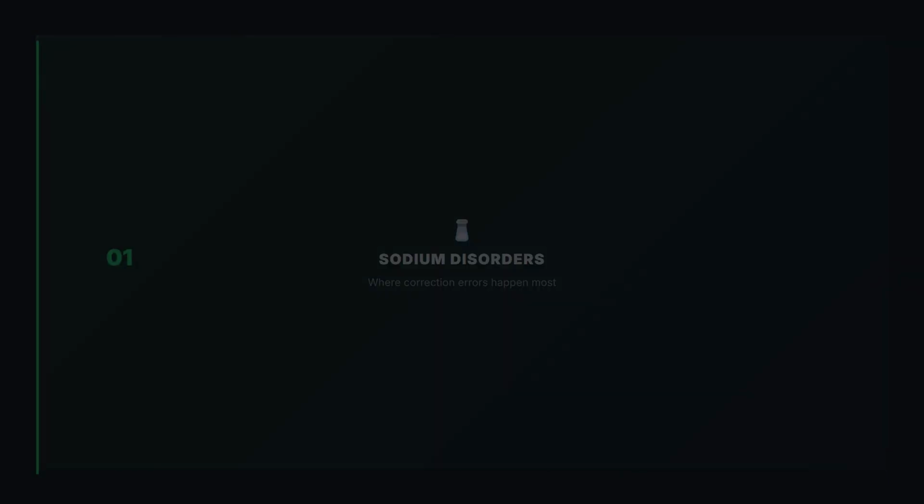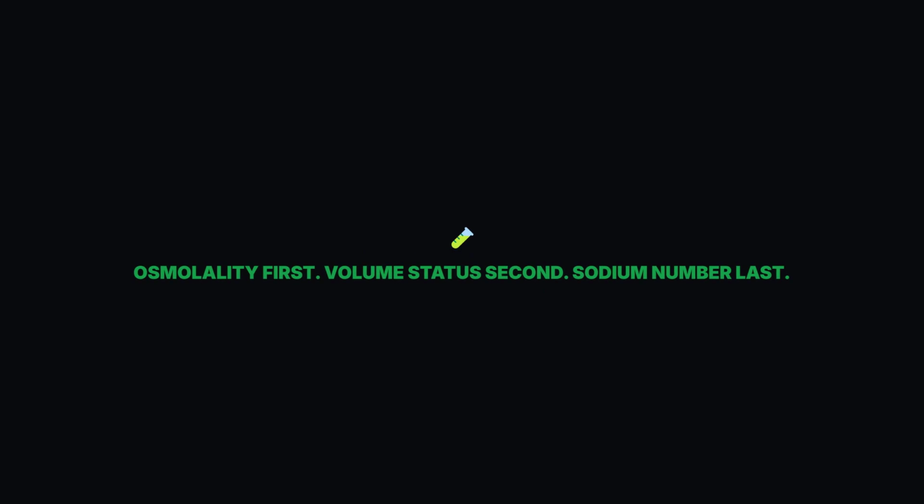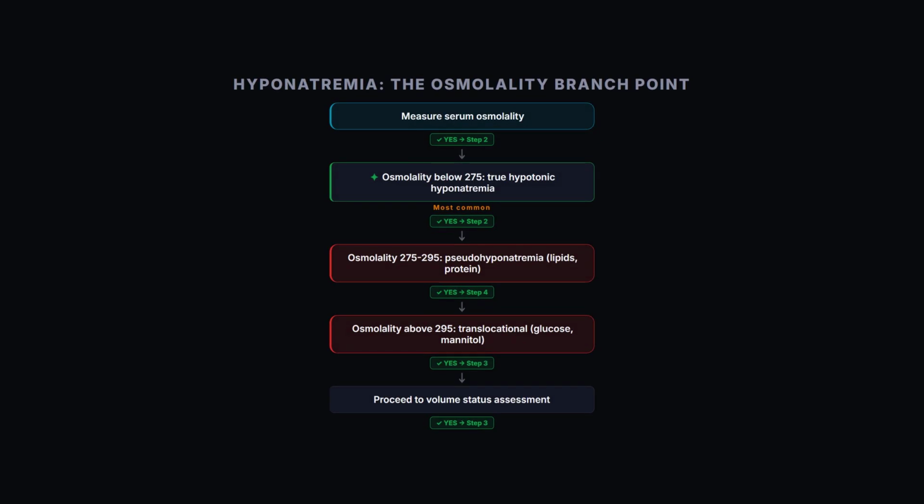Before we get into specifics, every electrolyte decision you make should answer 3 questions. Is this real? How fast did it happen? And what's driving it? Keep that framework running in the background for everything that follows. Serum osmolality is the first branch point in any hyponatremia workup, not the sodium number itself. Measured osmolality below 275 confirms true hypotonic hyponatremia, and that's where volume status assessment takes over.